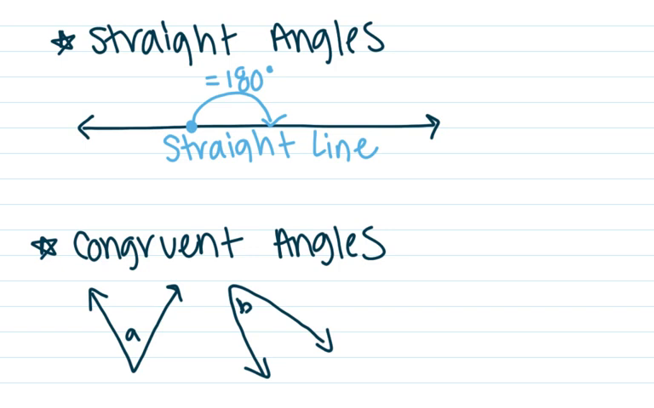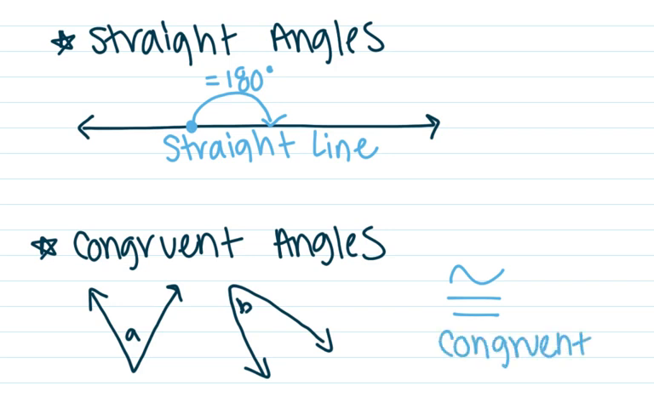The other type of terminology we need to know is congruent angles. Congruent angles are angles that are equal to each other. Again, in geometry, we don't really say equivalent. We don't really say equal. We say congruent. And the symbol for congruent is an equal sign with a little wiggly line above it. This symbol right here means congruent.